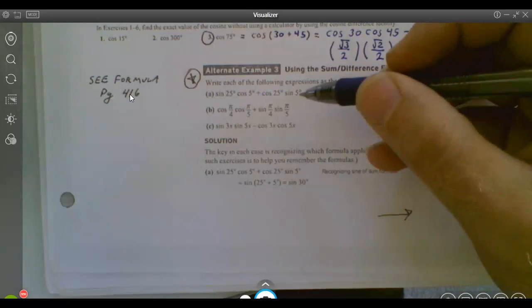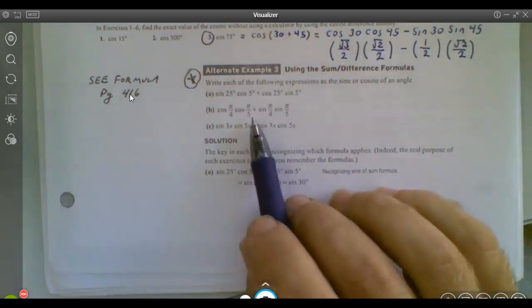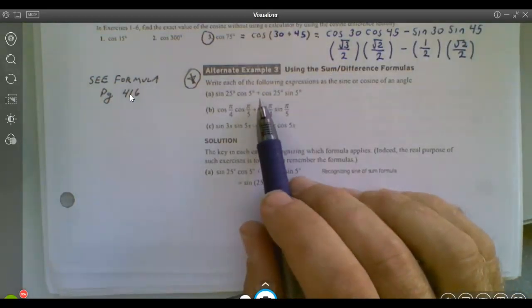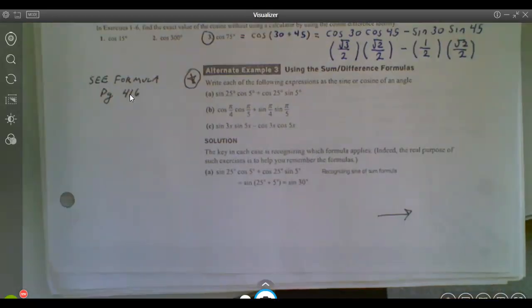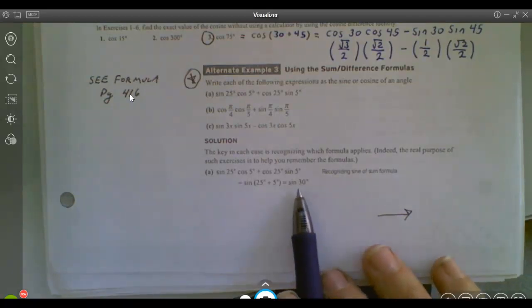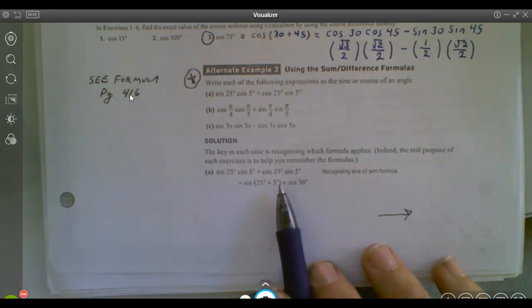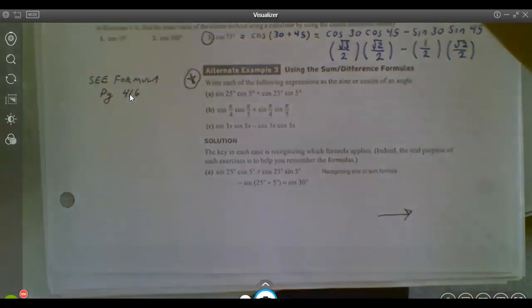So I know this is going to be a sine function, and because it's plus, remember in the sine function it would also be a plus, which means they are adding the 25 plus 5. In other words, we're looking at the sine of 30 degrees. So if we simplify that and trace it all the way back to where it started, it would have looked like this for the sine of 30.